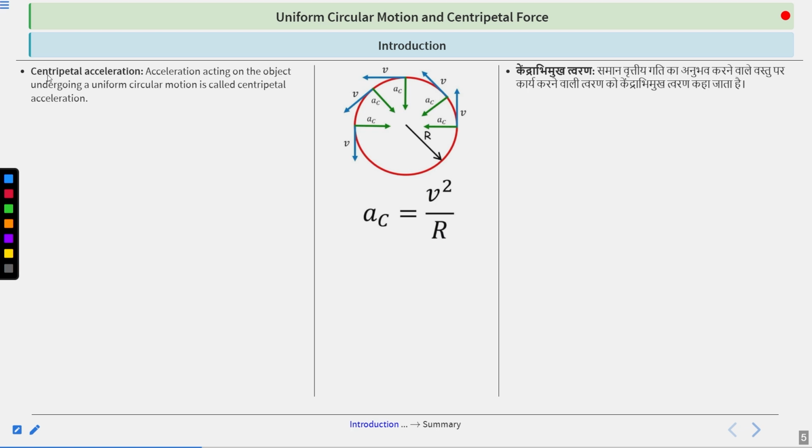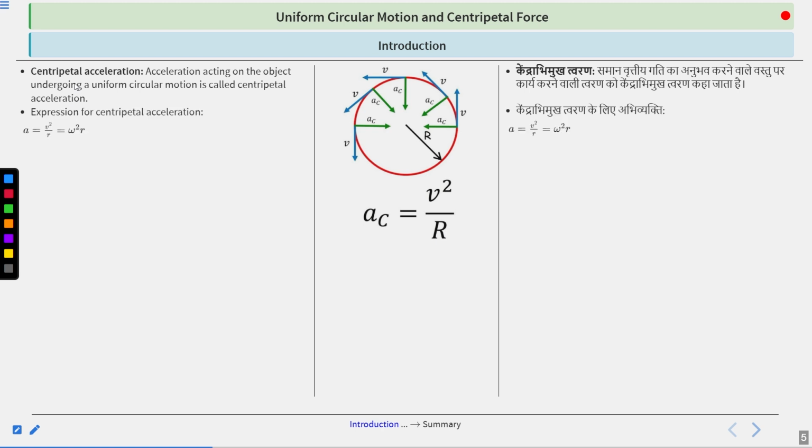Now we have the centripetal acceleration. The acceleration acting on an object undergoing uniform circular motion is called the centripetal acceleration. Why? Because the centripetal force is the force that makes the object move in a circle uniformly. So the acceleration that the object has while moving is also called centripetal acceleration, because of the uniform circular motion and the centripetal force behind it.